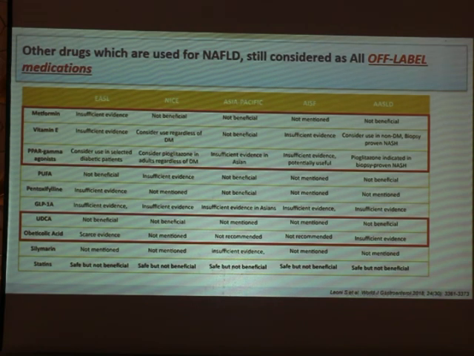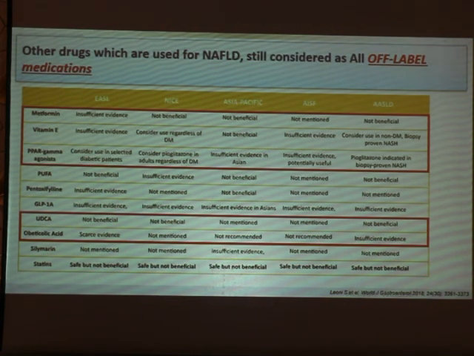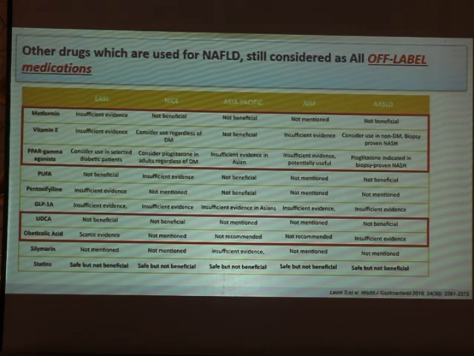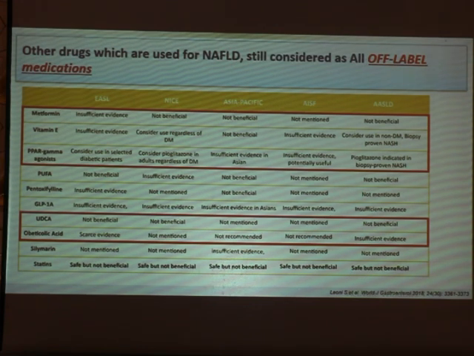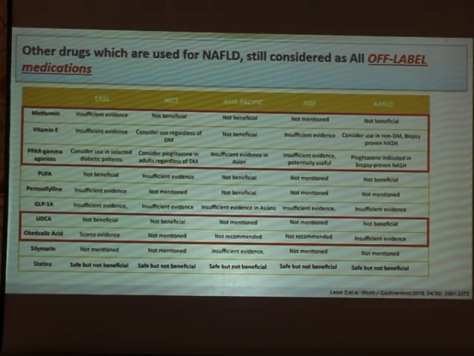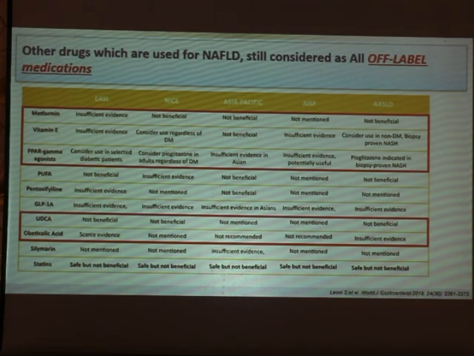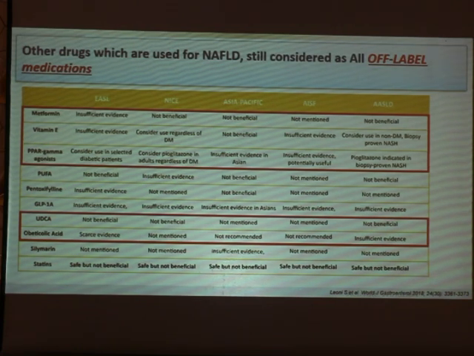So other agents, pentoxifylline, GLP-1 agonist. GLP-1 agonist, as I was talking about earlier. Even though it shows here insufficient evidence, if it is causing significant weight loss for an individual, we do see improvement, and there are studies which do see improvement in the fatty liver part also. So if there is something which is causing weight loss, it is likely to help with the fatty liver. But that alone is not the indication for use of GLP-1 agonist unless there are other indications.